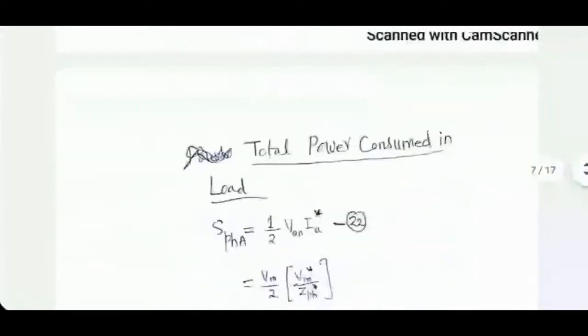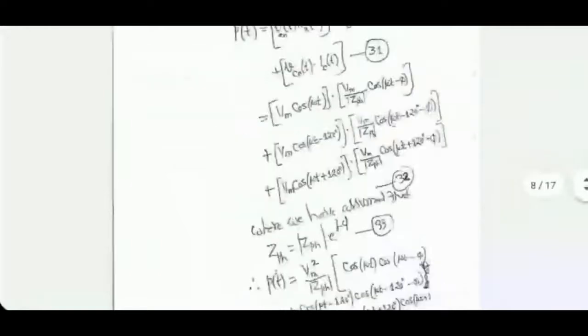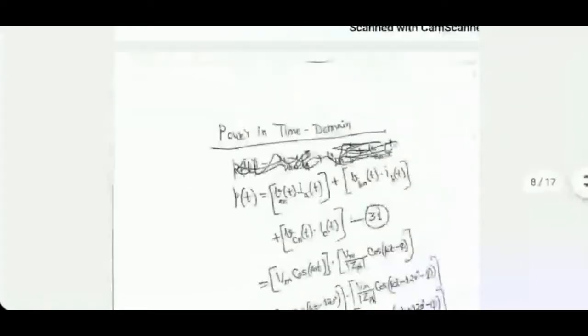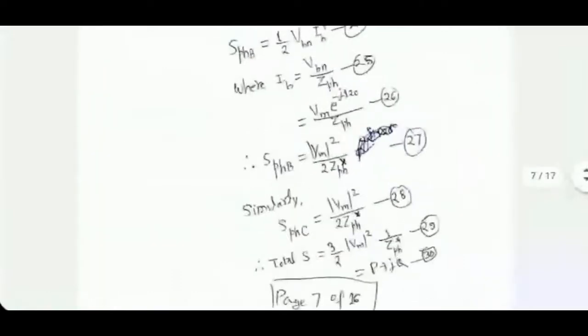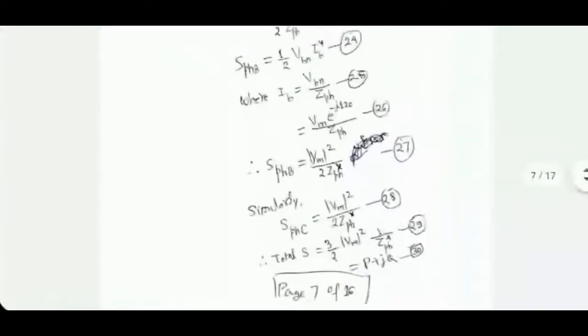Total power consumed, as I said, we calculate individual complex power for each phase and sum it up. And this summing up requires a lot of trigonometric simplifications. In time domain, it is a lot more complicated. In phasor domain, where we are using complex power concept, it is simpler. It turns out to have this result, equation 29. You don't have to remember the results.